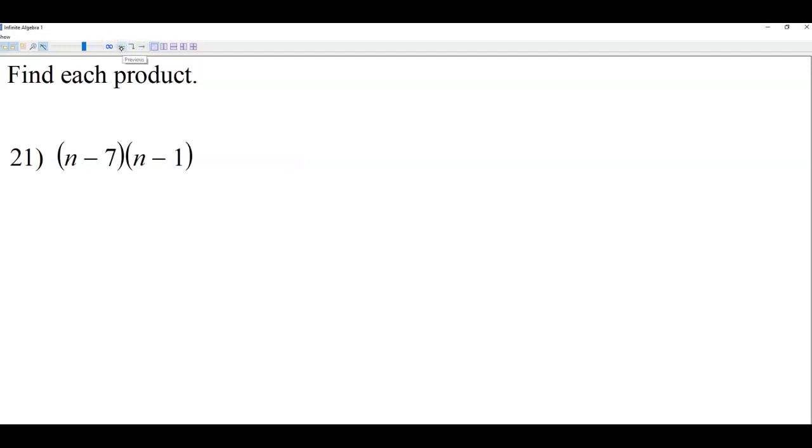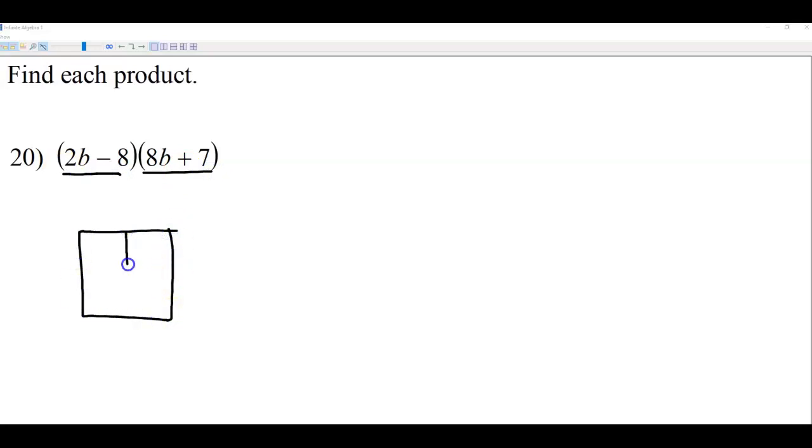Is that what I wanted to do? Let's do number 20. All right, number 20. So now, when you want to multiply two binomials, the strategy that we learned in class was something known as the box method. So we're going to draw a box.